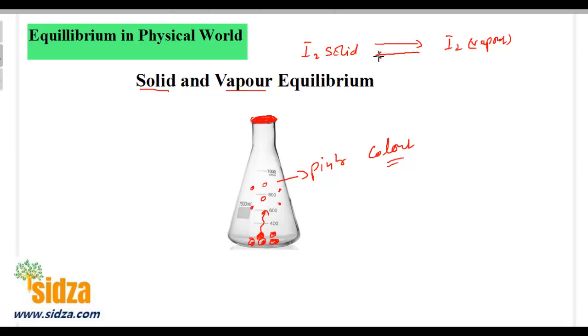Iodine from the vapor state will go back into the solid state, right? So that means after some time you will see that both rates will be the same. Rate of sublimation will be equal to the rate of solidification here. When the solid iodine converts to the vapor state, and the vapor iodine converts back to the solid, after you attain the equilibrium state, you will see that there is no more change in the color of this conical flask. The intensity of the color will remain the same.